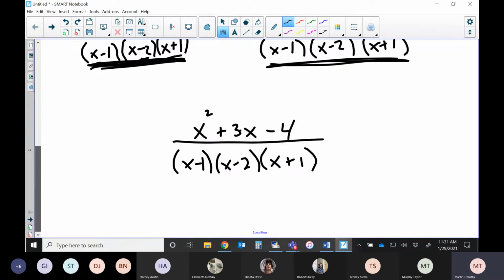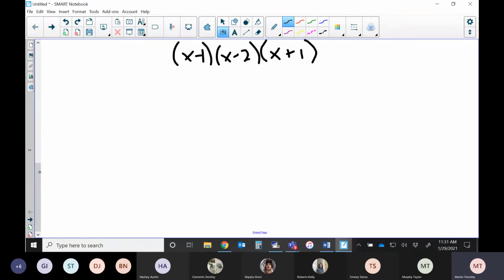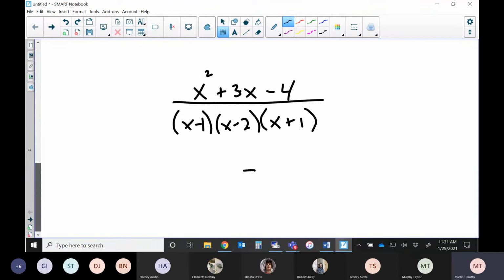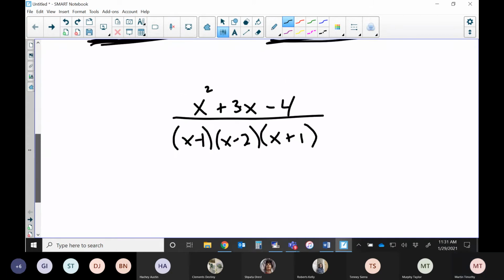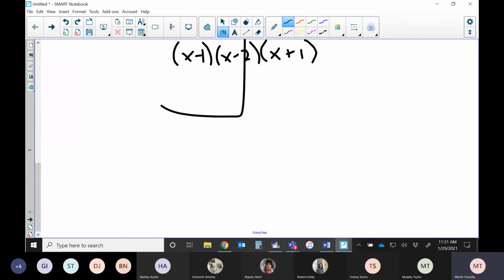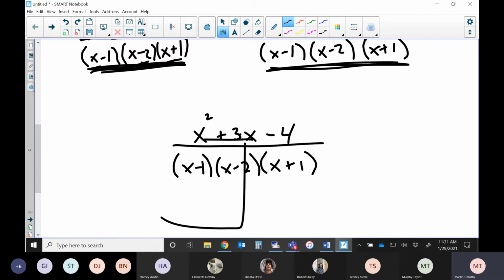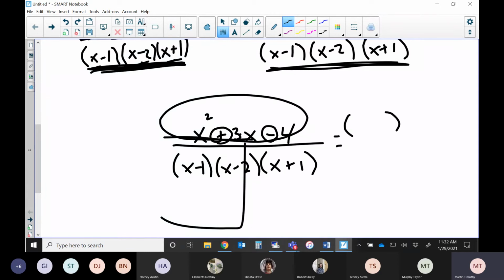And then finally, I have to see if I can simplify this. I need to factor this guy. So I'm going to look at that and I'm going to go, okay, this says different signs. This says the bigger one's positive. Two numbers that multiply to 4 but subtract to 3.